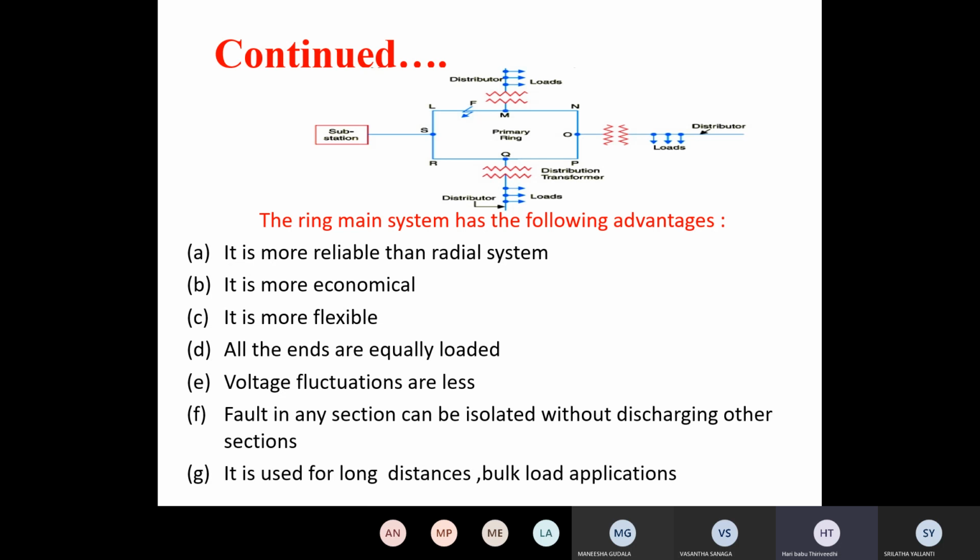Flexible means at one substation we are providing supply to so many consumers, but in the radial system there is a single feeder. According to that feeder rating, consumers may be given the supply. Whereas in the ring main system, so many feeders will be there: Q feeder, O feeder, M feeder, right? Like that, it is more economical, and all loads are equally loaded, not heavily.